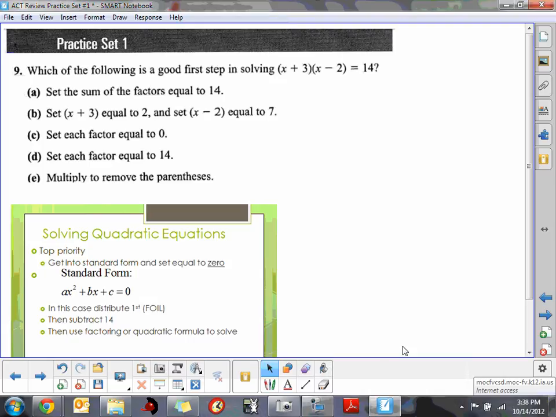Question number 9 asks us, which is a good first step in solving the equation in front of us? This is a recognition problem where you recognize the type of equation that you will get after you distribute or multiply your x plus 3 and x minus 2 together. This expression, if we use our FOIL, will create a quadratic equation.